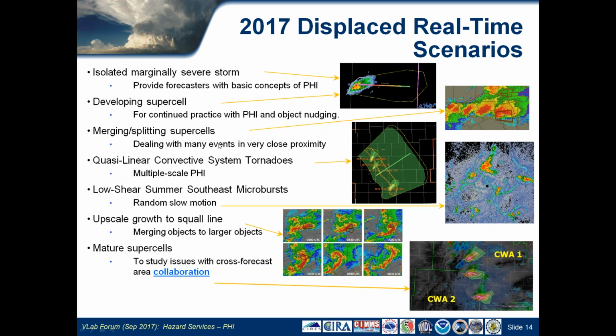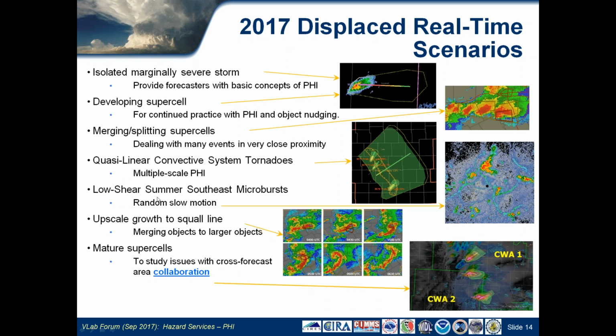Then we looked at merging and splitting supercells. So this is dealing with many events in very close proximity. Then we went all out with a quasi-linear convective system that contained a whole bunch of tornado reports up in Iowa. So this was kind of looking at the concept of multiple scale PHI, and you can kind of see, if you squint your eyes in the picture, we have our tornado plumes in here, but we also have this overall larger plume that's been issued for the whole squall line, which is a very lower probability of tornado within those areas and for a longer lead time.